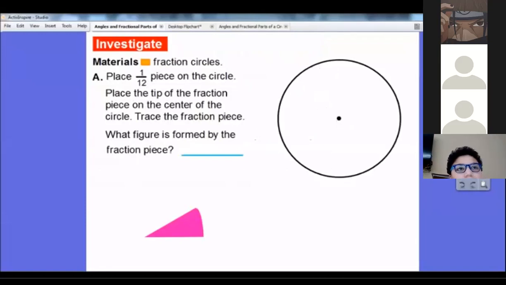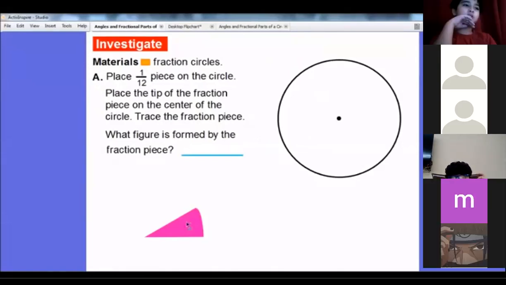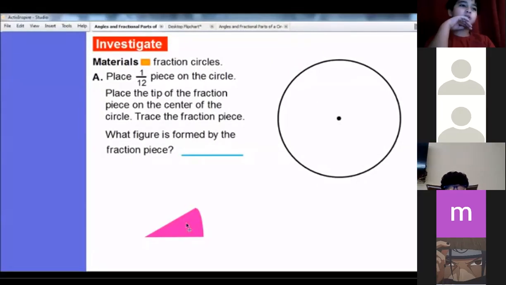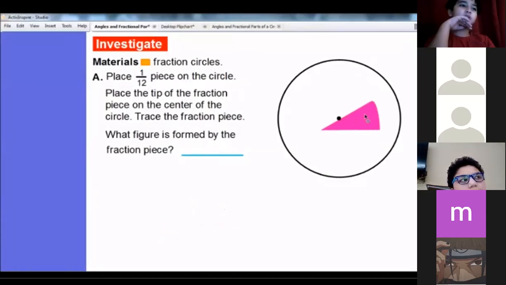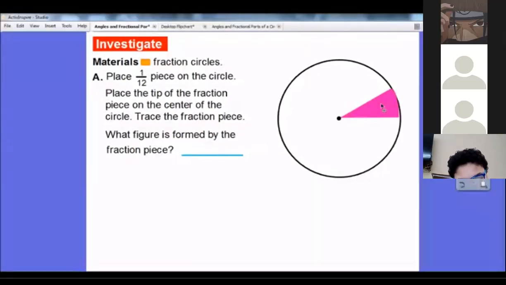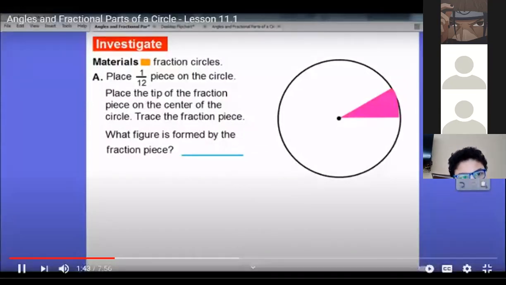Okay, so here we have, you're going to need some fraction pieces to circles here, you guys. So we're going to place, this is a 12th piece of a fraction. We're going to place this 12th tip of the fraction piece in the center of the circle and trace the fraction piece. So we're going to slide this up here, and then we're going to trace it. So I'm going to put it right about there, and then I'm going to trace it. Now, I've already traced it on the next slide, so I'll just click it over right there.